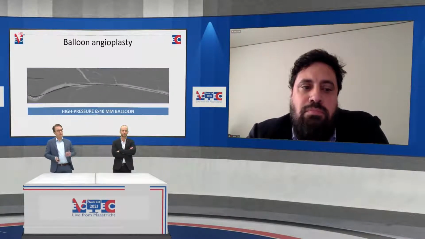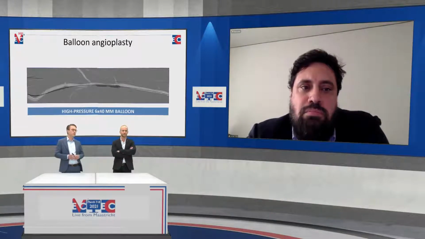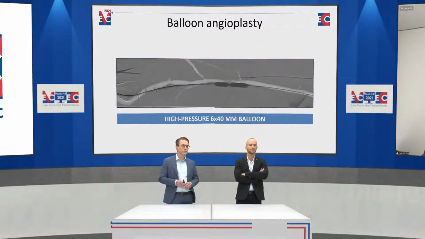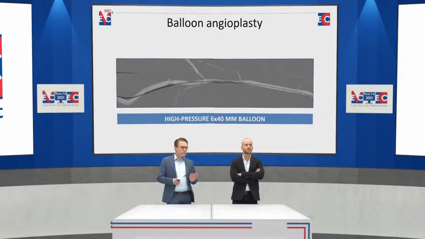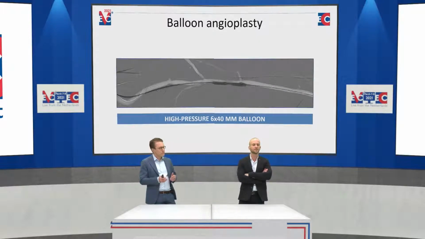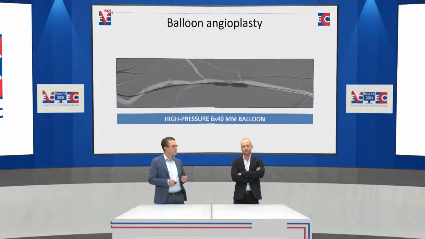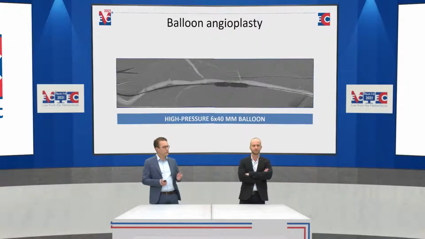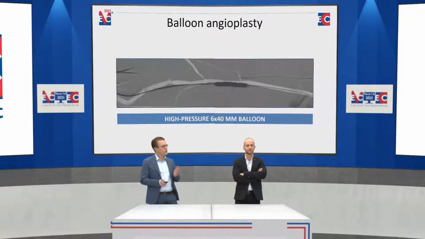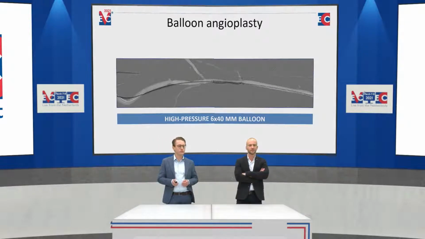Let's see, in this case a high pressure balloon was used, of the same size, still 6 millimeters. Let's see what happens. Look at that. You know, the standard balloons have a burst pressure of about 15 atmospheres, and these high pressure balloons can go up to 40. So that's a lot more pressure that you can put on these stenoses.